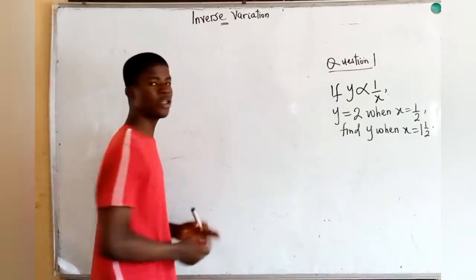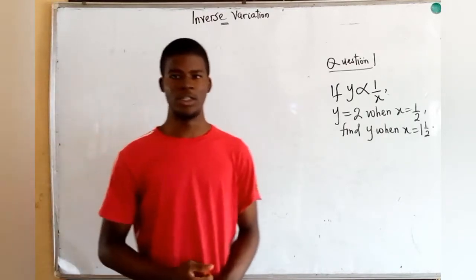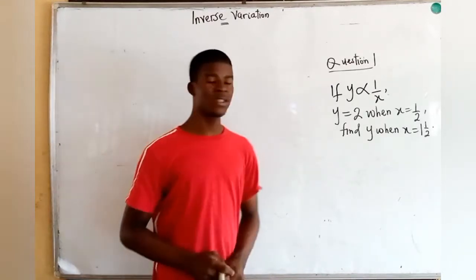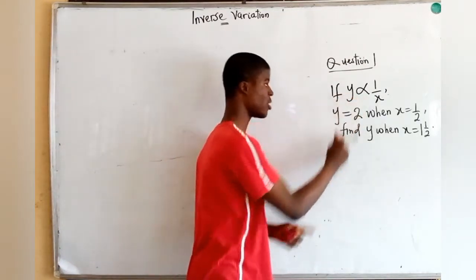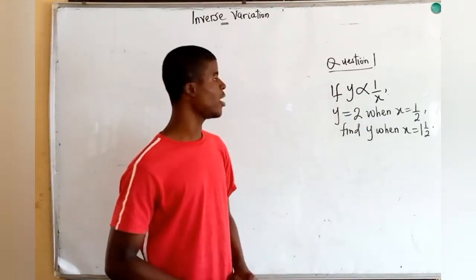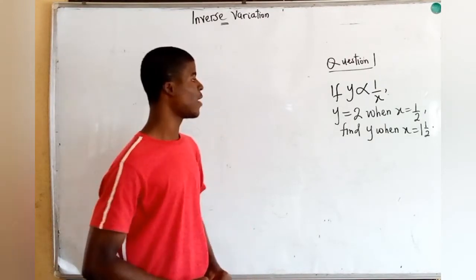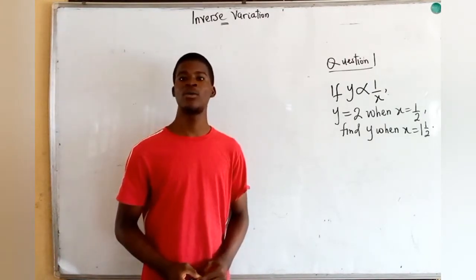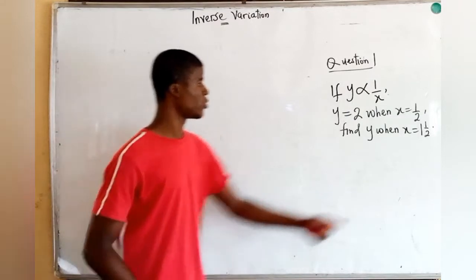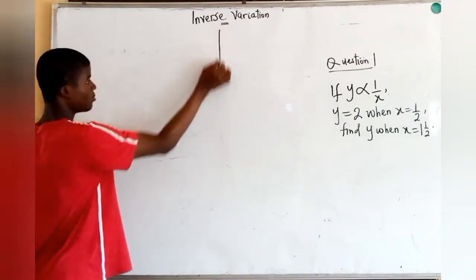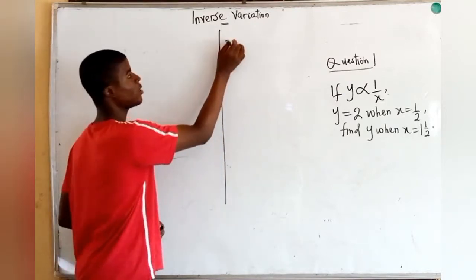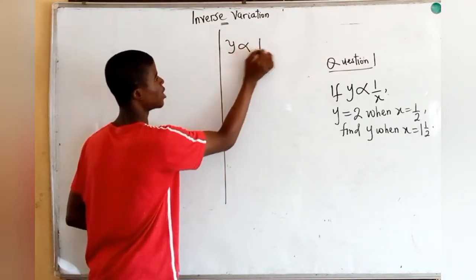So the first question here is on the board for us to dissect. It says, if y varies inversely as x, take note, varies inversely as x, and y is equal to 2 when x is equal to 1 over 2, find y when x is equal to 1 over 1 over 2, which is equal to 3 over 2. Let's see how that goes. It says y varies inversely as what?